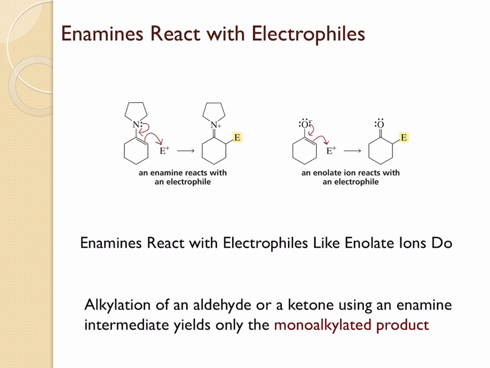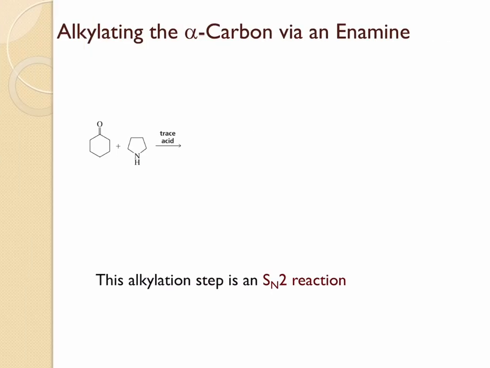But one important thing to note here is that it only forms the monoalkylated product. So in places where you don't have to use LDA, which is a strong base, you can take advantage of enamines to alkylate the alpha carbon of the carbonyl compound. Let's now do an example on alkylating the alpha carbon of the carbonyl compound using enamine.